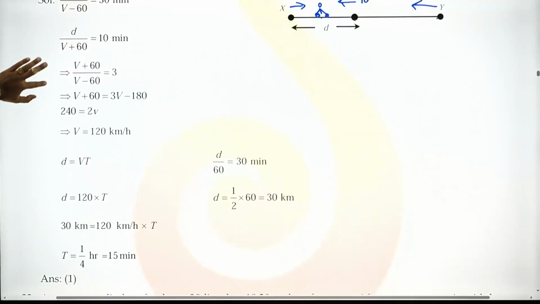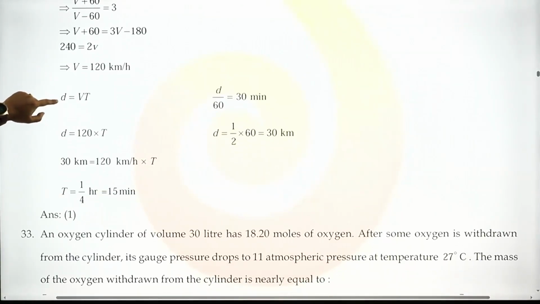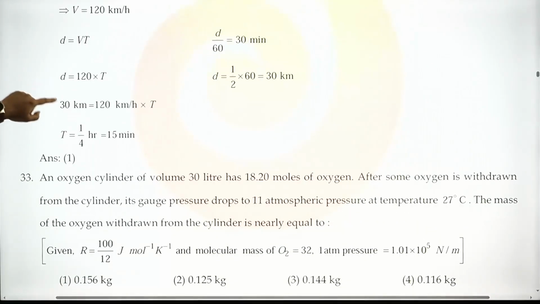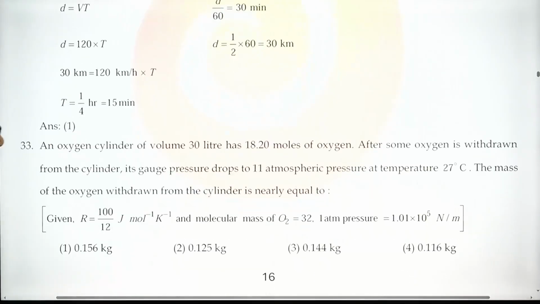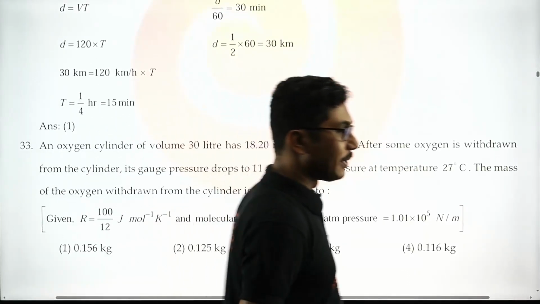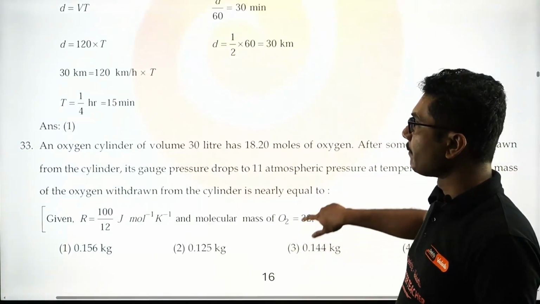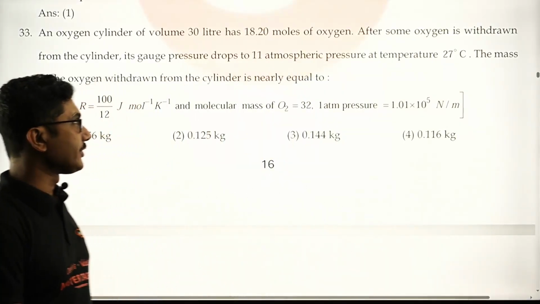So if you just divide them, you calculate that v is 120 km per hour, and distance equals v into t. So from there you calculate the distance between the cities, and it will be 15 minutes. So buses are basically departing each bus stand every 15 minutes. Slightly tricky but solvable, not a heavily difficult question.